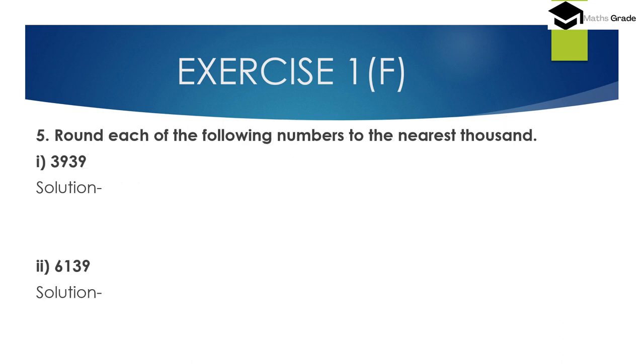Now question number 5. Round each of the following numbers to the nearest 1000. First bit, 3939. When we round any number to the nearest 1000, we have to first look at the 100s place digit. Here the 100s digit is 9, which is more than 5. So we have to add 1 to the 1000s digit. Here the 1000s digit is 3. 3 changes to 3 plus 1, and 3 plus 1 is 4.